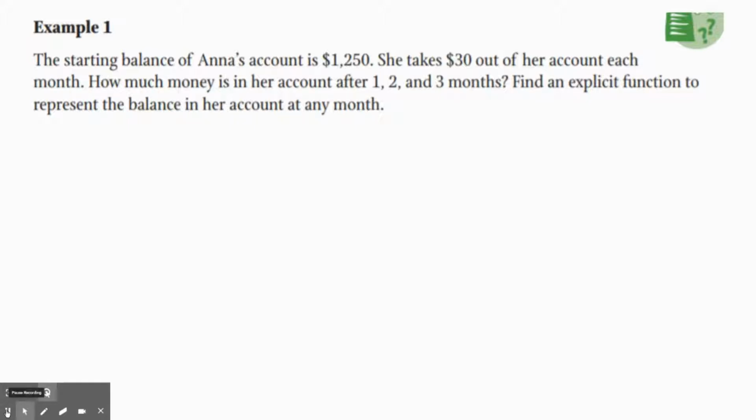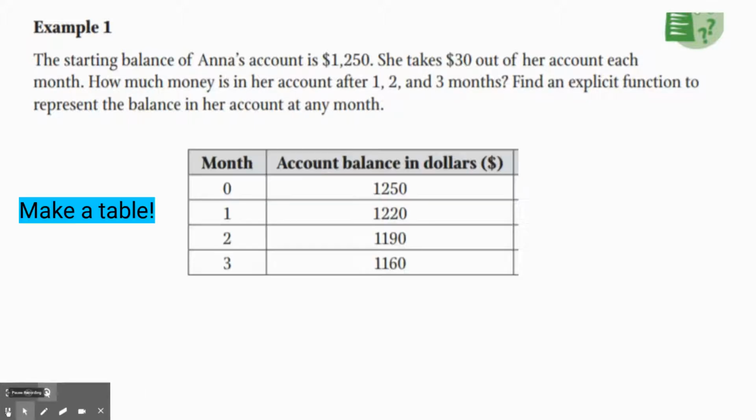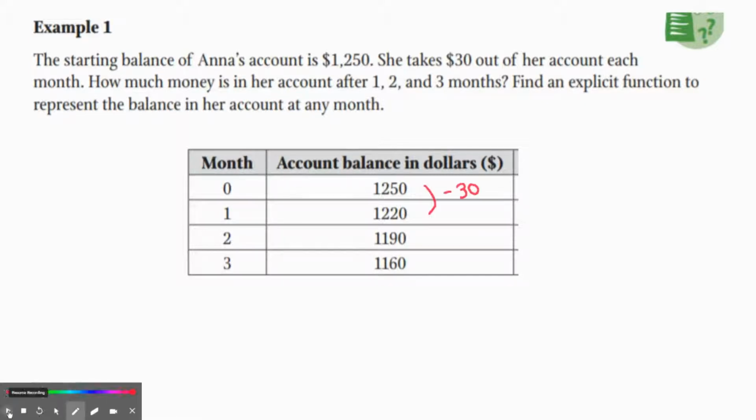The term explicit means that we can have a function where we can substitute in 1, 2, 3, and get an exact amount, as opposed to recursive, where we have to look at the previous month and just add or subtract or multiply or divide. First step is always make a table. As you can see, I've made a table right here and I've substituted those values in.